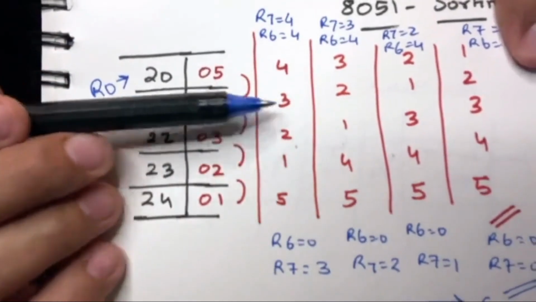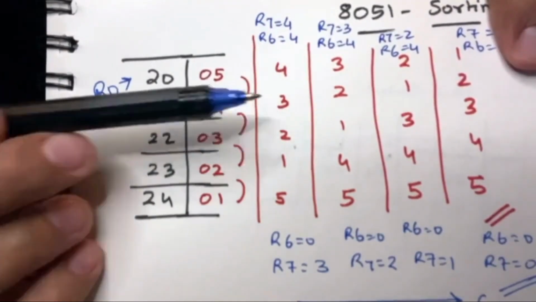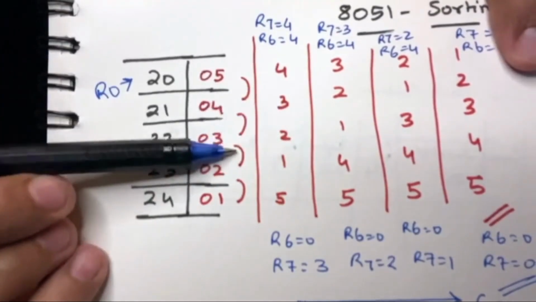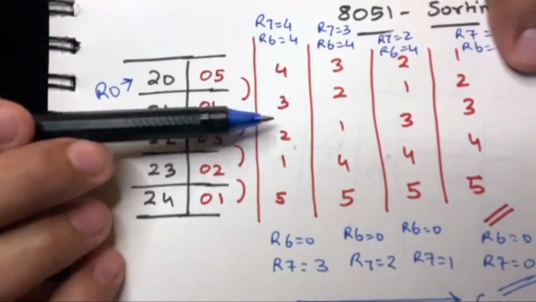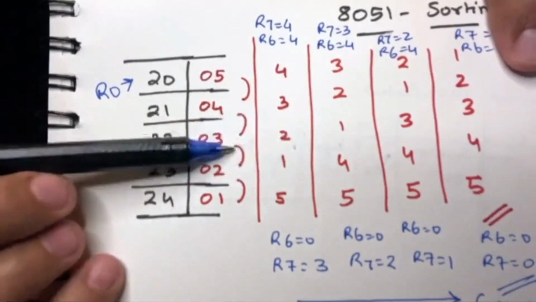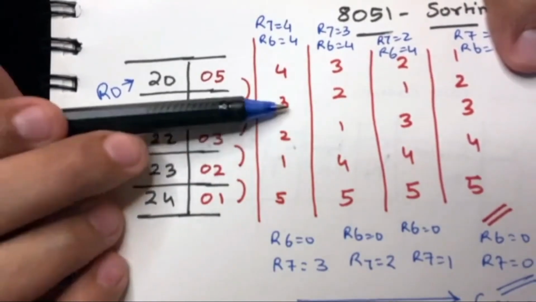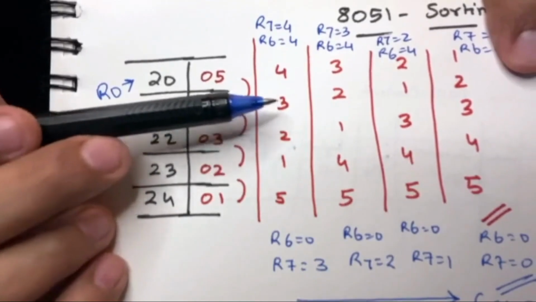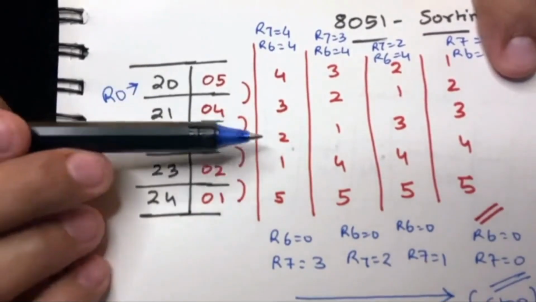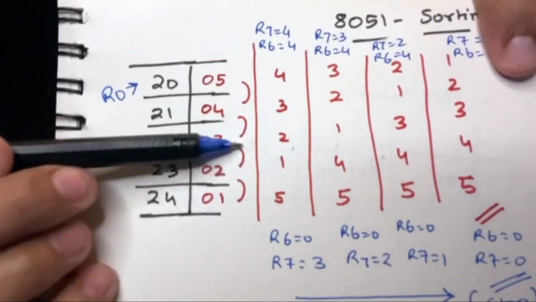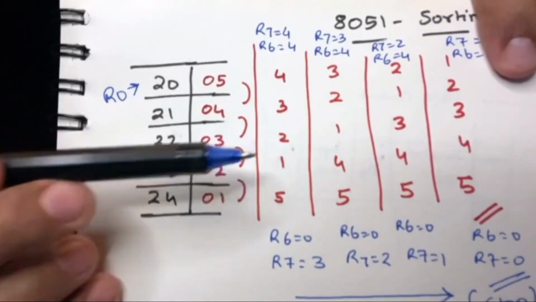Now you will compare 5 and 3, the second number and the third number. They are not in the correct order. 5 minus 3, there is no carry. 5 is bigger, should have been down. Interchange them. So this will become 3, this will become 5. Now you will compare 5 and 2, again not in the correct order. Interchange them. This will become 2, this will become 5.